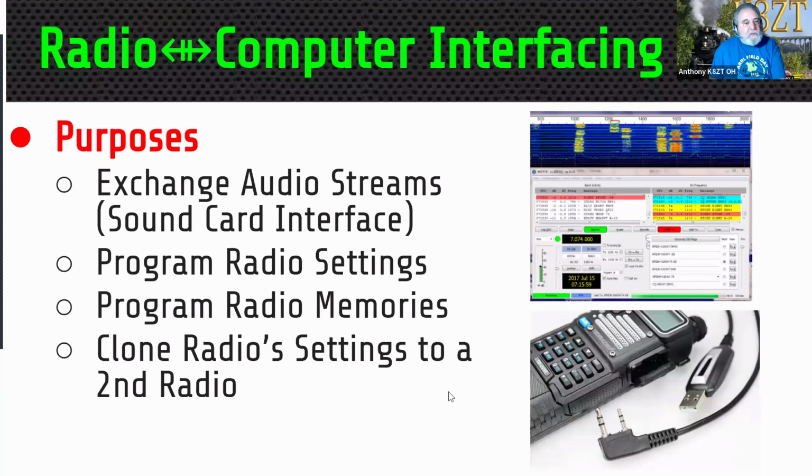Other purposes include exchanging audio streams, basically sound card interface, which we'll be talking about for things like FT8, FT4, WinLink, etc. The other thing you can do is program radio settings. Now this is more common on VHF and UHF radios for programming memories, but you can do some of this on HF also. Programming radio memories in all types of radios, and sometimes cloning radio settings from one radio to another. Sometimes this doesn't require a computer at all. You can simply do it with the right cable. Sometimes it does require using software.